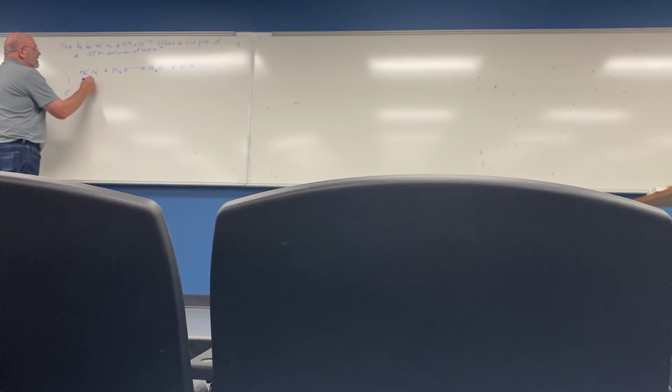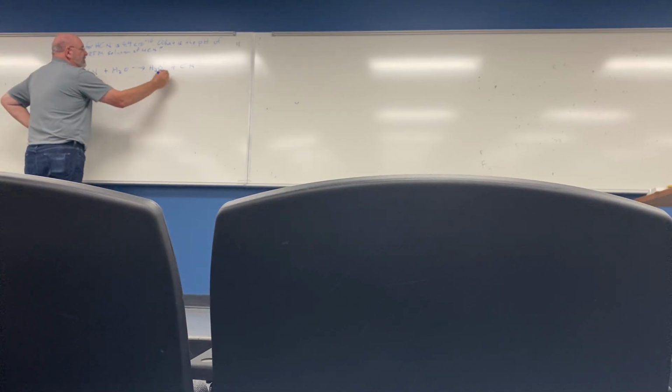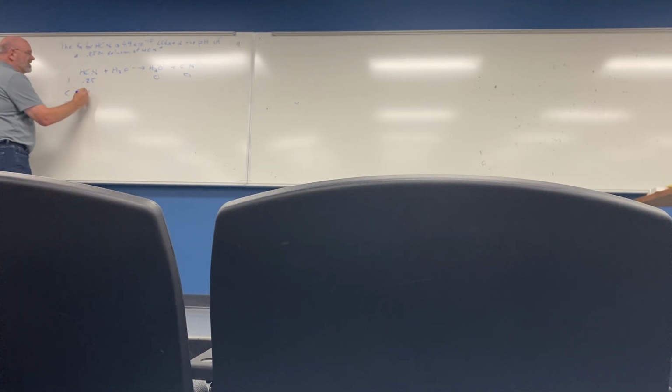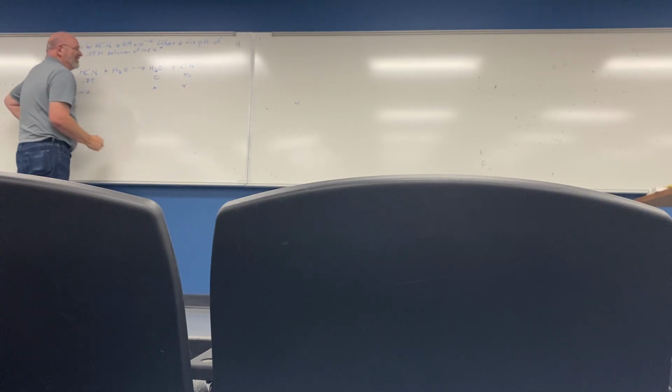All right. So, I don't know why you would put that on there. I never use it. Okay, so we start with 0.25. We don't start with any of these. Minus x, right? So 4.9 times 10 to the minus 10th equals x squared over 0.25 minus x. Let's try to drop that out.